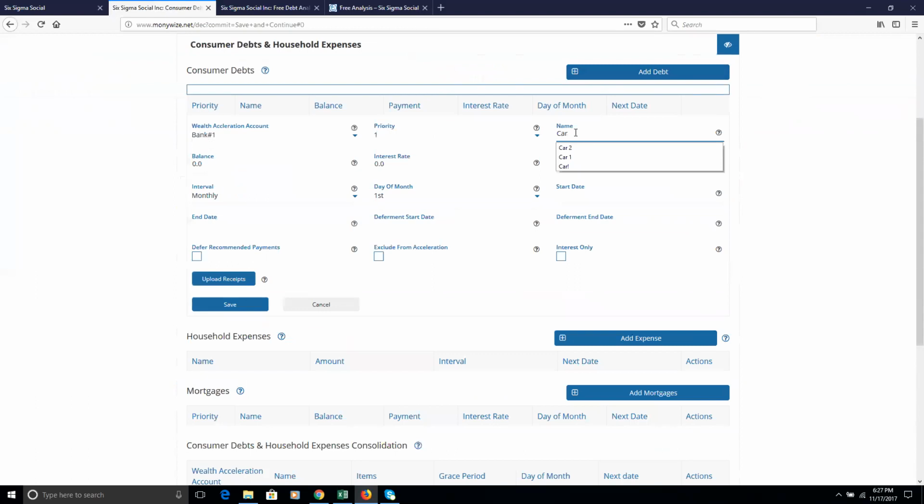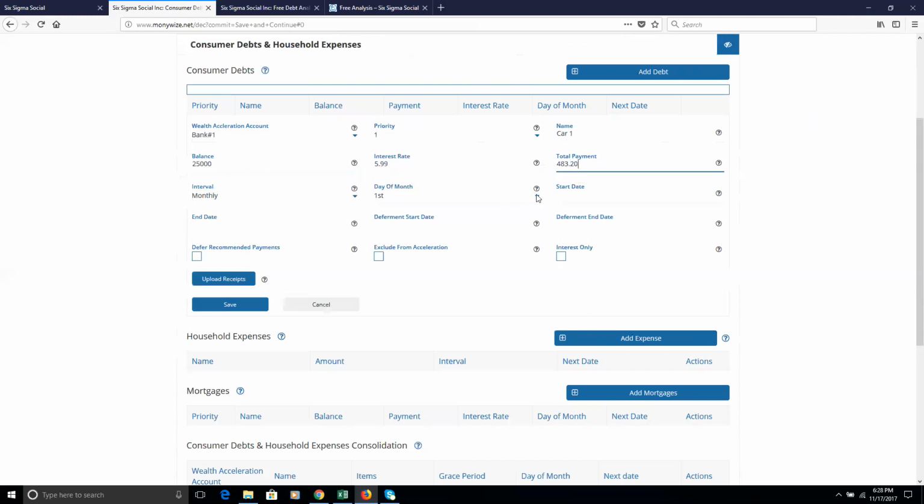And I'm just going to put in here that they've got car number 1. And let's say that car, expensive German car maybe. Let's say that that's $25,000. Interest rate, 5.99%. Total payment is $483.20 on that. Pay that monthly.